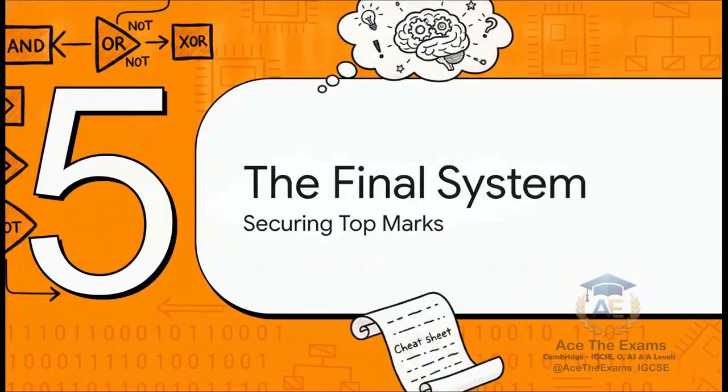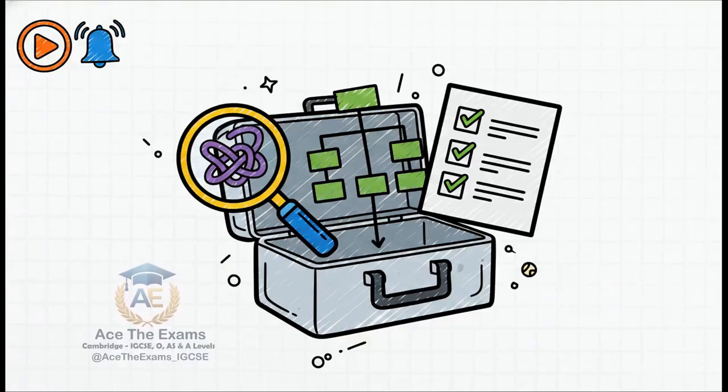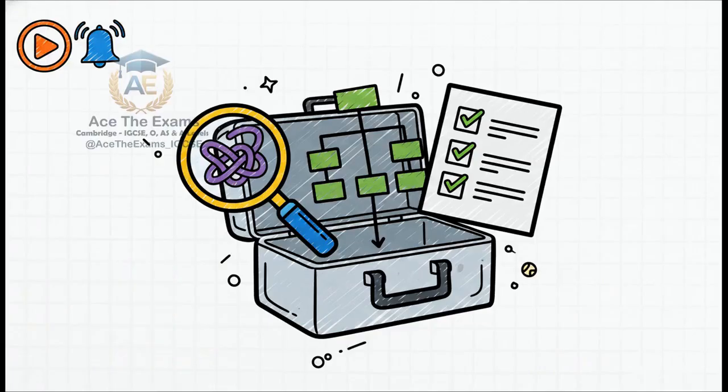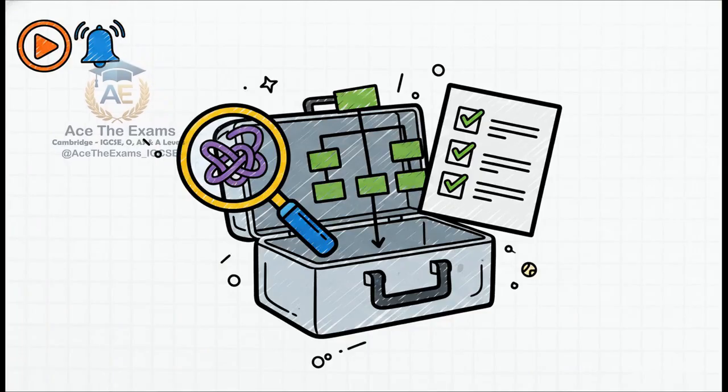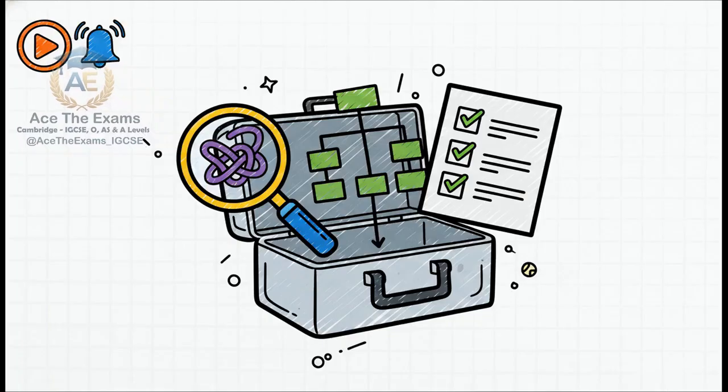Finally, Section 6, the final system. Let's lock in how we are securing top marks. Think of this as your ultimate cheat sheet recap. Here are the 3 non-negotiable rules that guarantee top marks in your computer science exams. First, decode command words. Never rush into an answer like Sam did. Know exactly what construct, derive, or evaluate actually requires you to do.